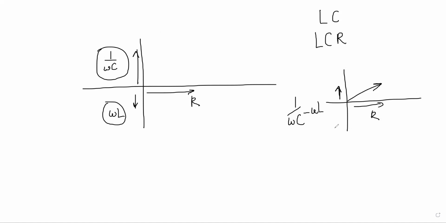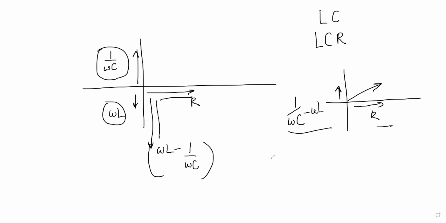So you'll take the resultant of this and this, right? In some cases, it could be omega L minus 1 by omega C, and you'll take the resultant of this and this. Depending on whether this is bigger or this is bigger, the phase will be either positive or negative, right? Correct, plus or minus.